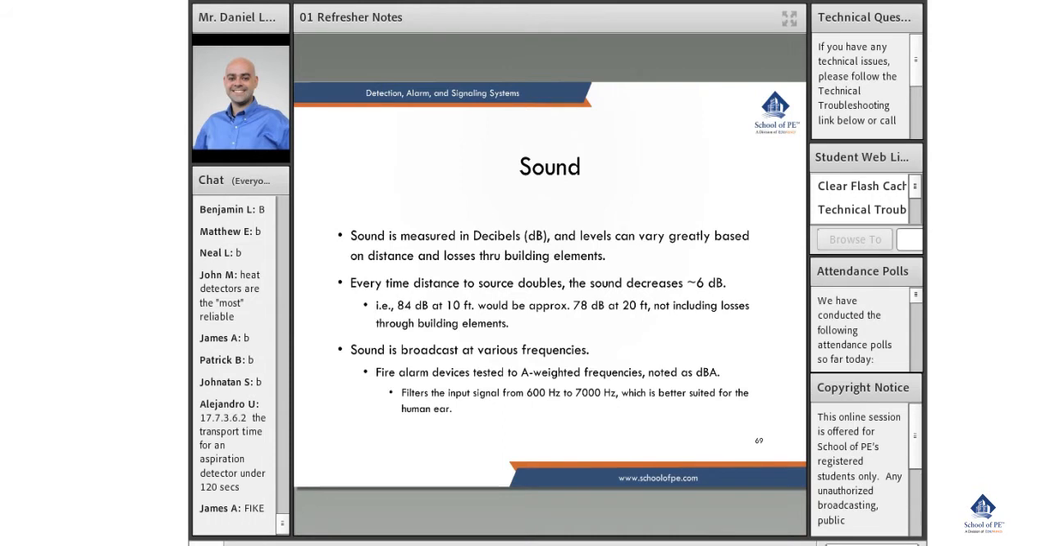Sound is wide frequency broadcast, just general sound. However, fire alarm devices are tested to the A-weighted frequencies noted as dBA. It filters that input signal to 600 to 7,000 hertz, which is much better for the human ear. Noted here too is that that may help you or may hinder you depending on what's happening in the building, what type of frequency is being generated in that building.